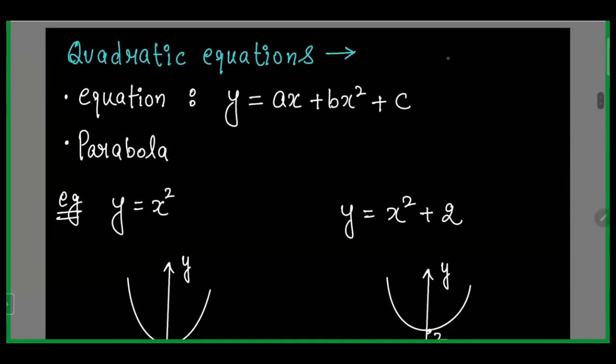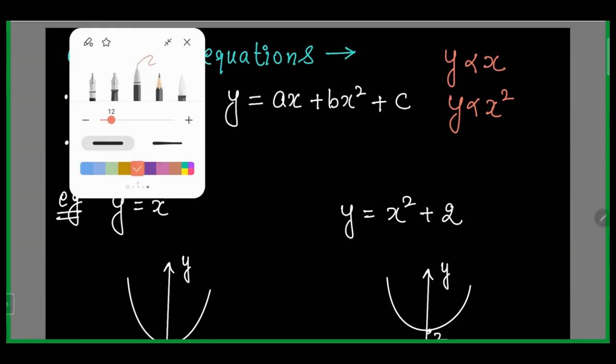In the last linear graphs, y was dependent upon x. But let's say now your y is dependent upon x square. The maximum power on which y depends is x square. In that case, your graph will be a parabola.